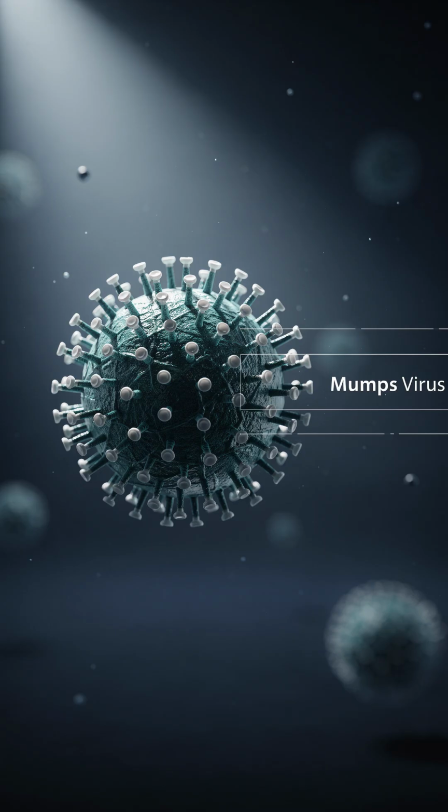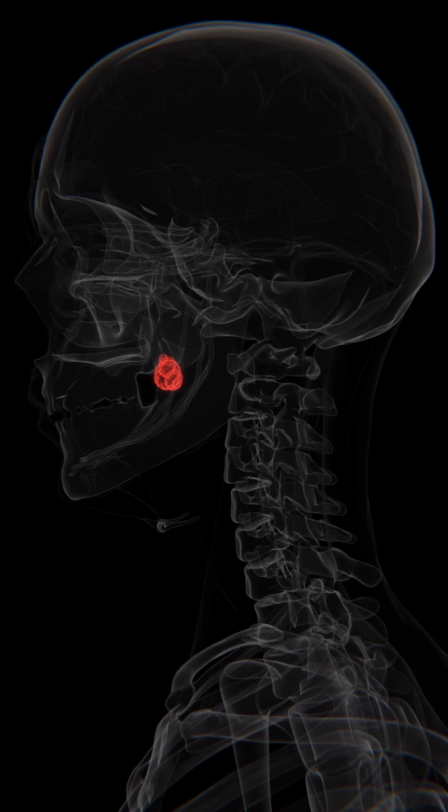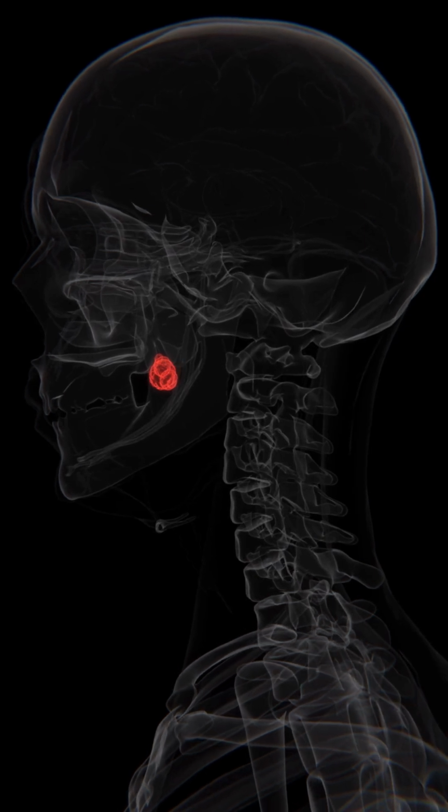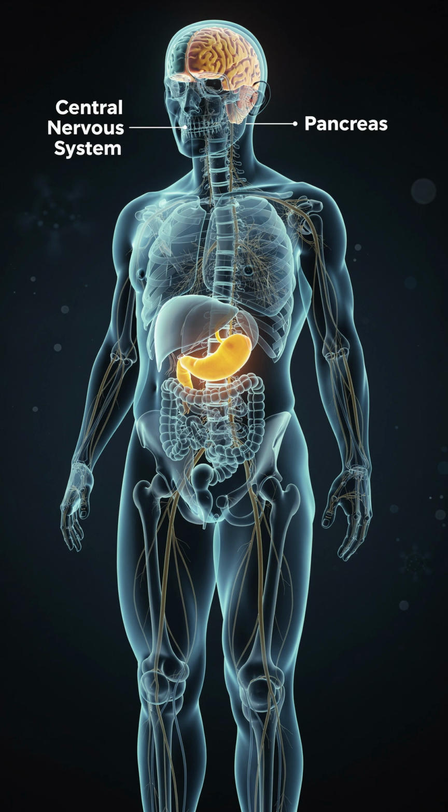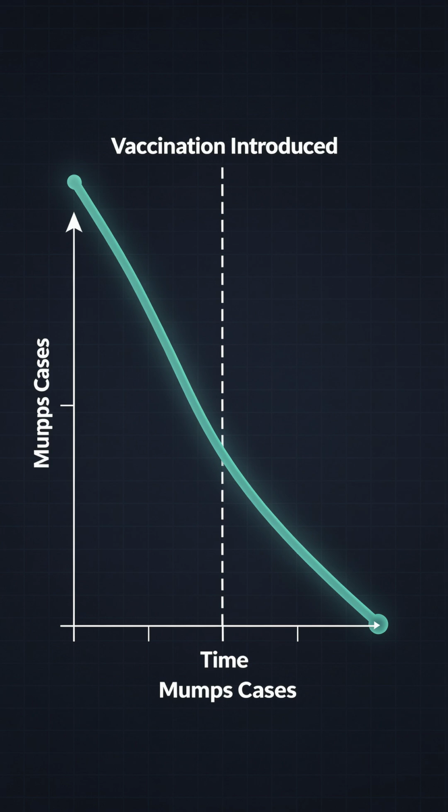Another important member is mumps virus. Mumps primarily targets the salivary glands, especially the parotid glands located near the jaw. The infection may also affect the central nervous system, pancreas, and reproductive organs. Vaccination has dramatically reduced the global burden of mumps in many countries.